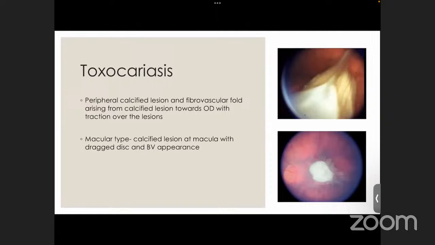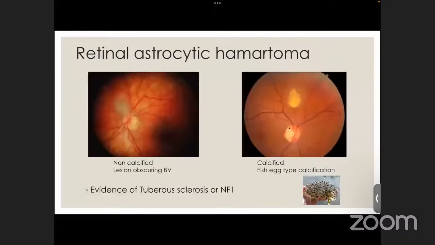Then the last is retinal astrocytic hamartoma. It is of 2 types, the non-calcified and calcified type. In the non-calcified type, there is a lesion which obscures the blood vessels. In the calcified type, you will see the characteristic focal calcification. In retinoblastoma, we have diffuse calcification, whereas in astrocytic hamartoma, we have the fish egg type of focal calcification. Thank you.